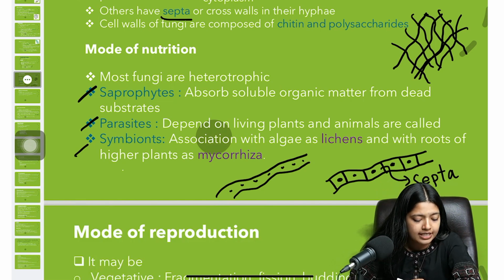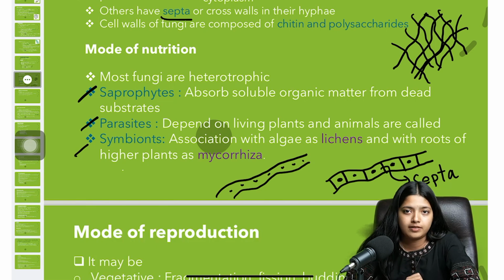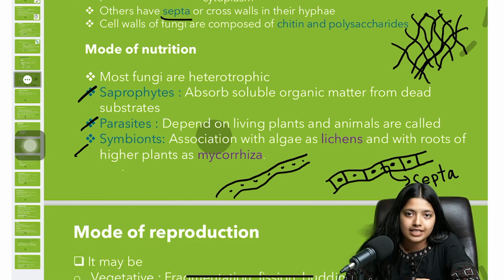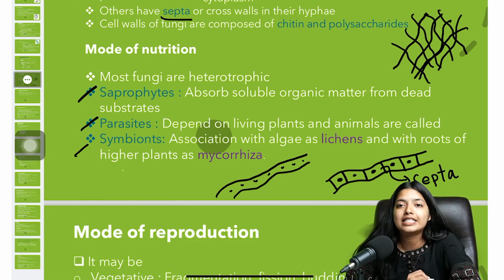Parasites depend on living plants and animals. The organism depends on living organisms, that means living plants and animals, and we call it parasitic. Okay, and what are symbionts?